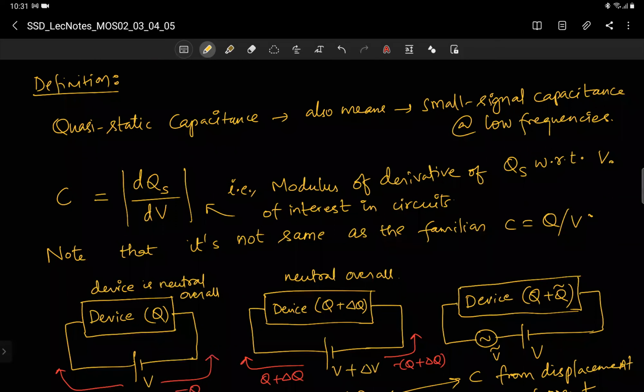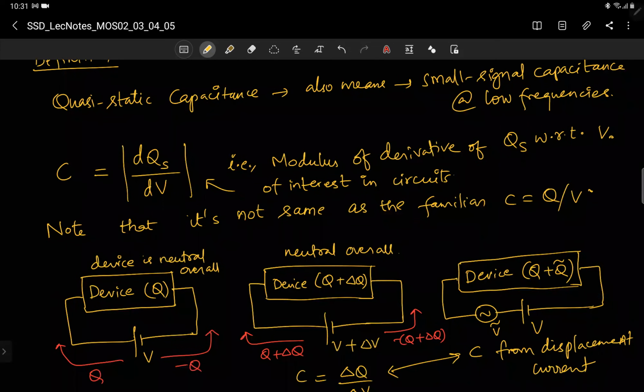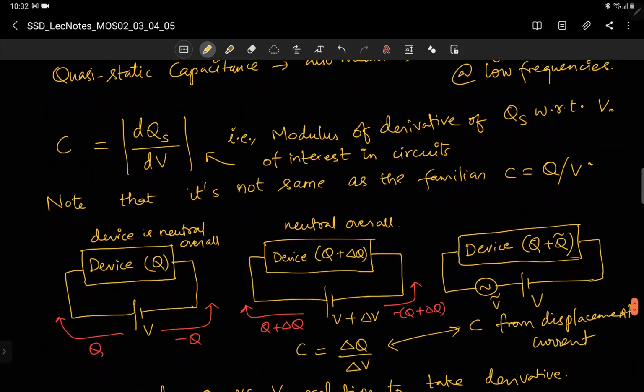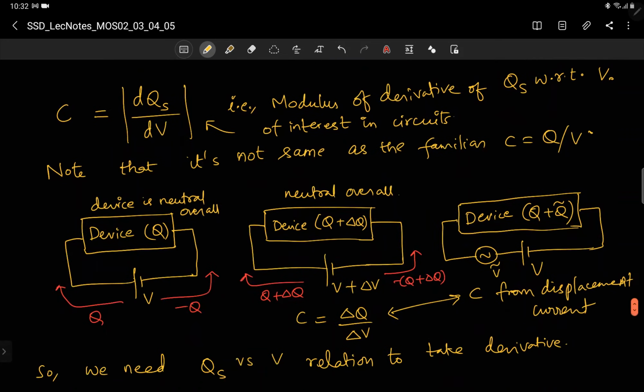So what is the definition here? C equal to mod dQs by dV. This is the definition. What is this? Modulus of derivative of Qs with respect to applied voltage. And this is of interest in our circuit. Note that it's not the same as the familiar C equal to Q by V. This capacitance is different, not what you have been familiar with.